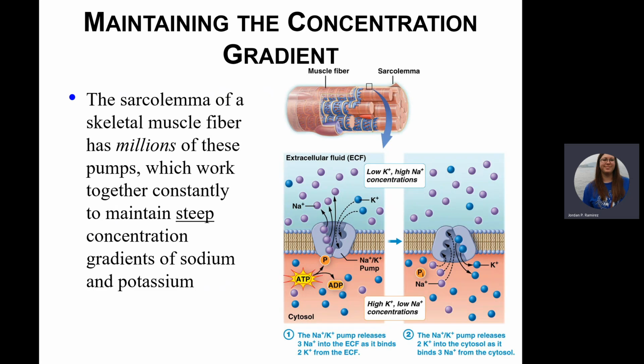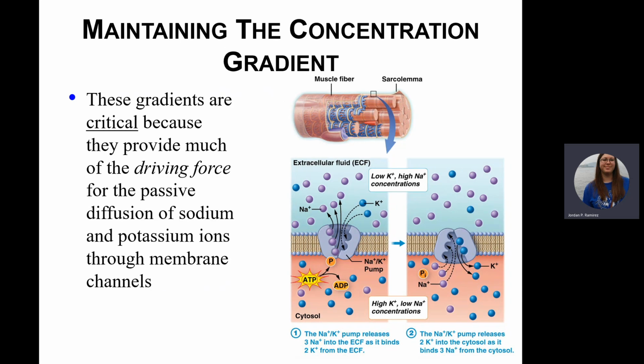So the sarcolemma of a skeletal muscle fiber has millions of these pumps, sodium potassium pumps, which work constantly to maintain that concentration gradient, both of sodium and potassium. The gradients are critical because they provide the driving force for the passive diffusion of sodium and potassium ions through the membrane channels, which we're going to see when we talk about muscle contractions.